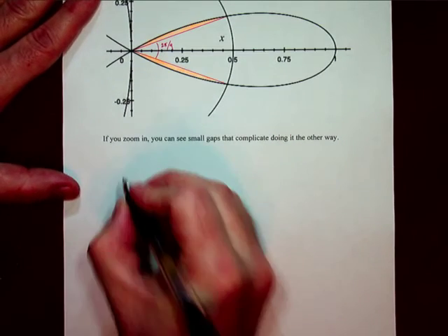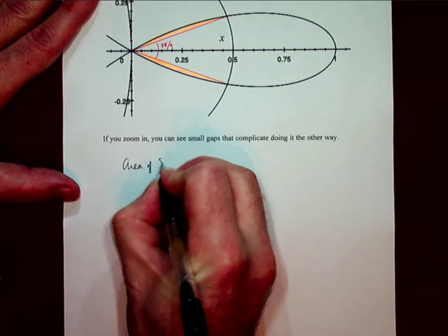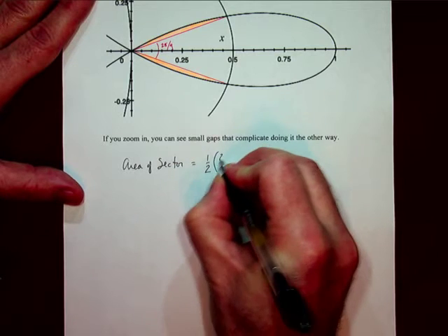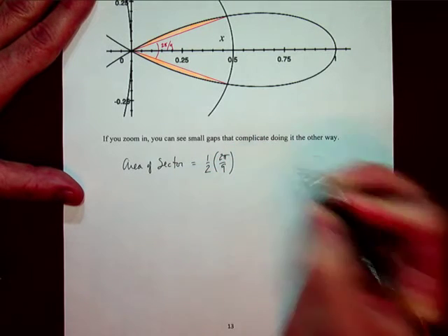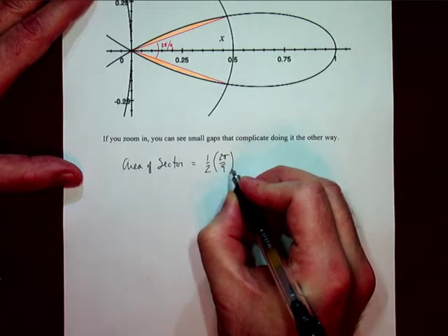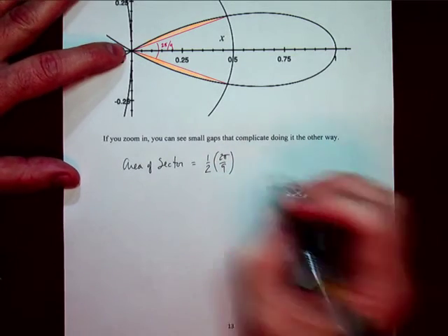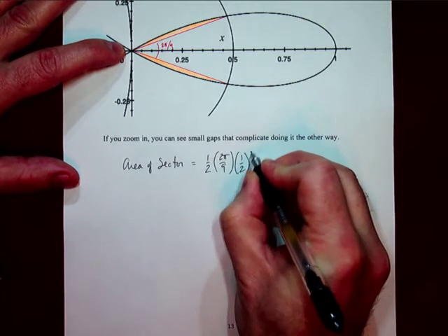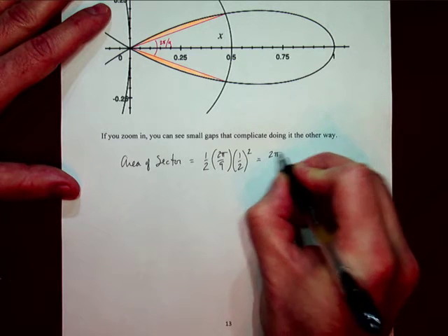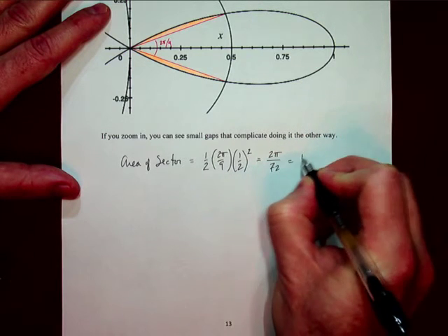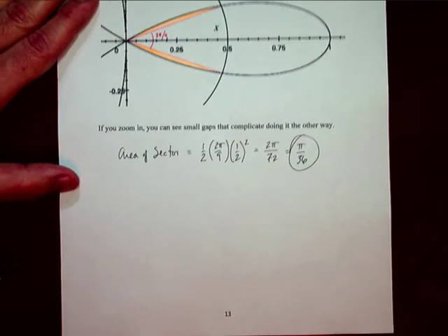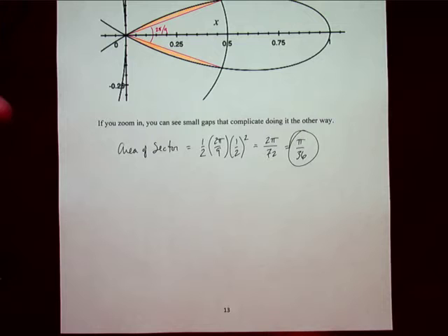So the area of the sector is going to be equal to 1/2 times 2 pi over 9 times r squared. So that's 1/2 theta r squared. Well, r right here, of course, is 1/2, squared, and that winds up being 2 pi over 72, or pi over 36. Now, you could have used integrals as well, but why do that when it's just a circle?